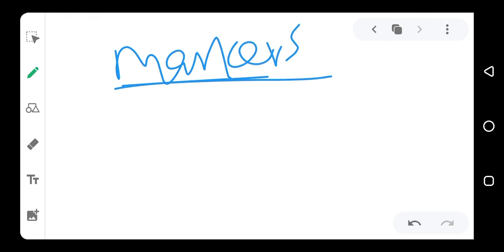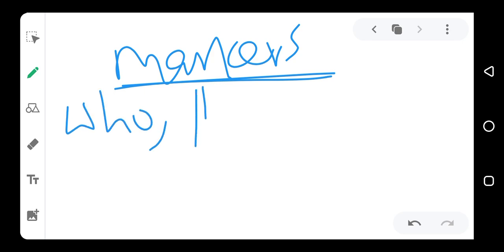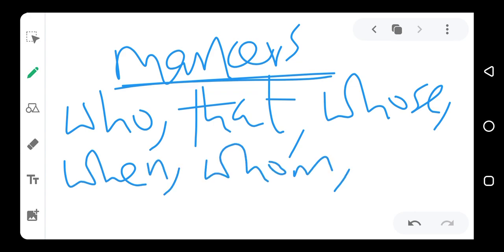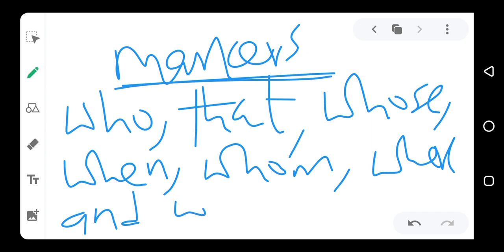Now, when we see a part of a sentence that is highlighted or marked off, and it is starting with who, that, whose, when, whose, whom, where, and why, when we see any of these words starting a part of a sentence that is marked off, then we begin to suspect the presence of an adjectival clause.